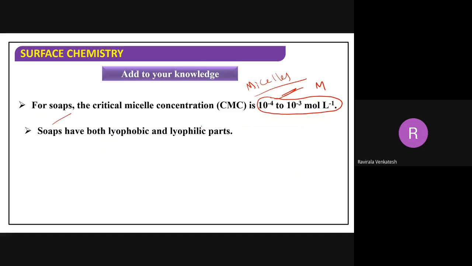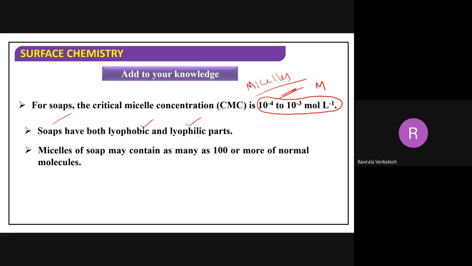Soaps have both lyophilic and lyophobic character. Micelles of soaps may contain as many as 100 or more molecules. They may contain 100 or even more. For example, if I want to prepare a micelle, how many soap particles do I need? 100 or more than 100 for getting a micelle.